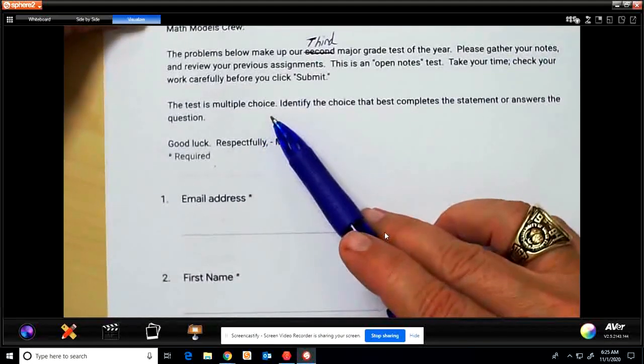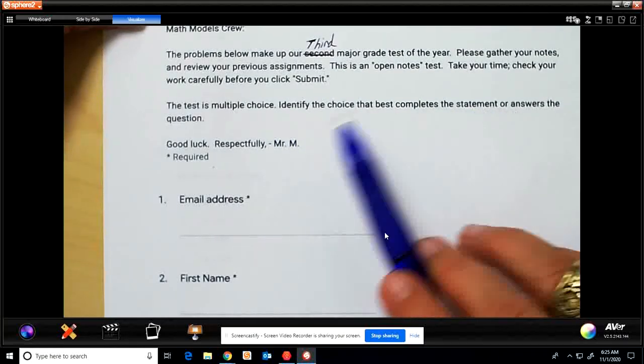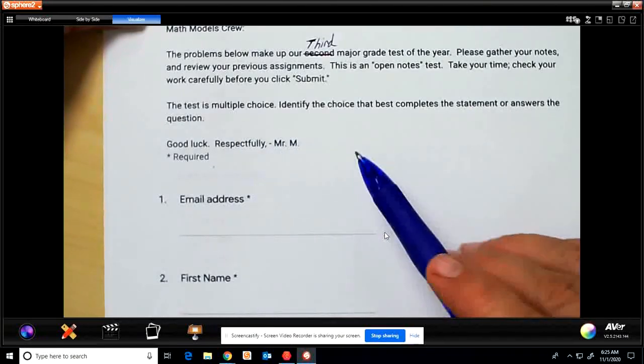The test is multiple choice. Identify the choice that best completes the statement or answers the question. Good luck. Respectfully, Mr. A and Mr. M.